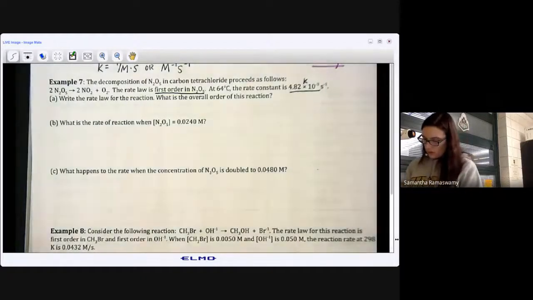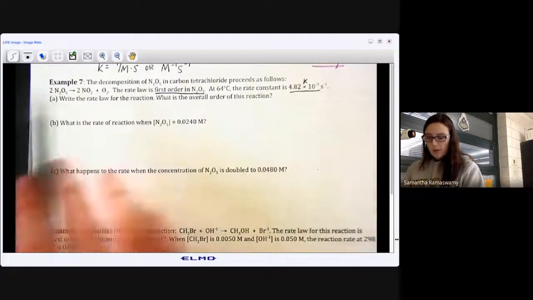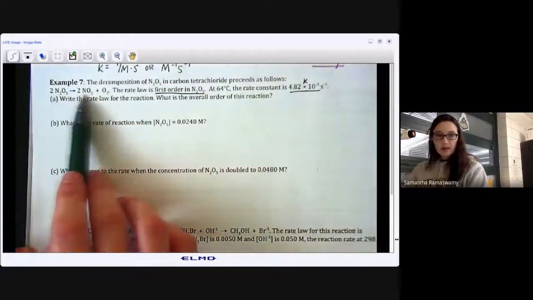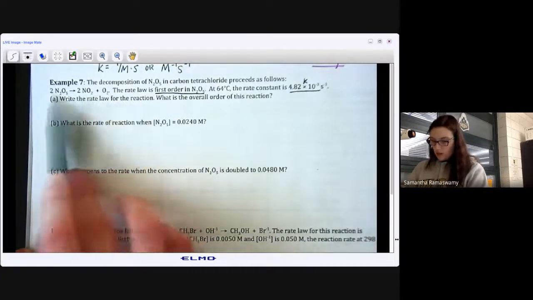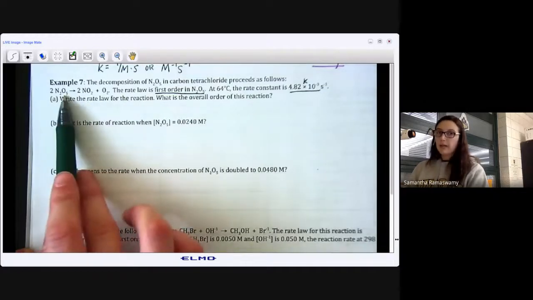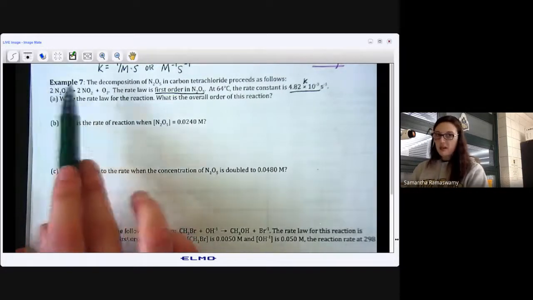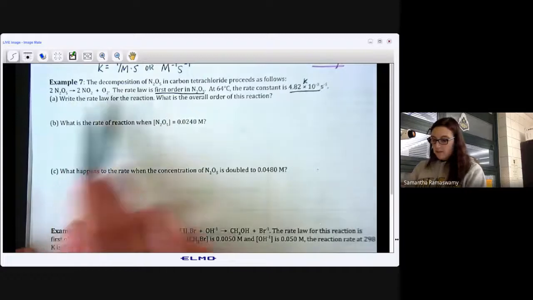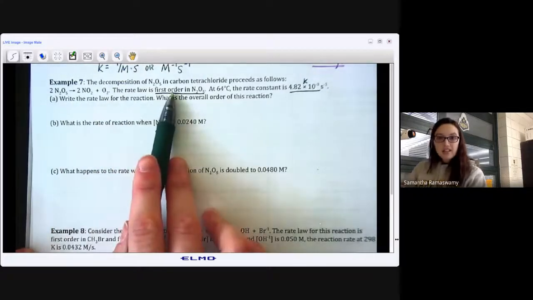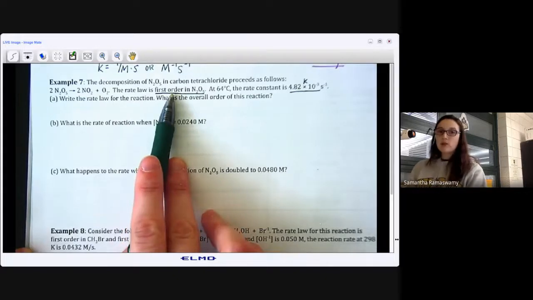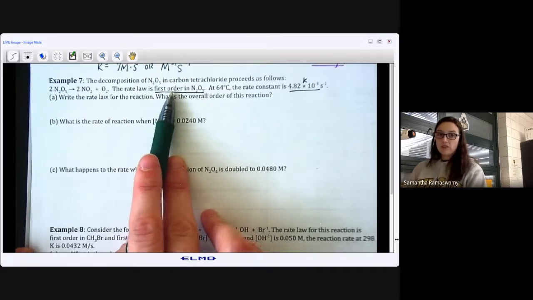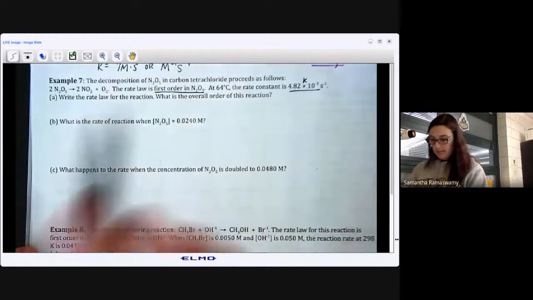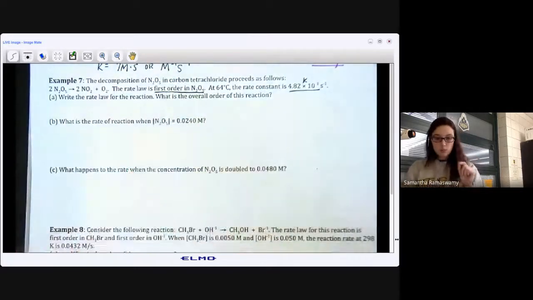I just want to pay attention really quick that they give us the balanced equation. This balanced equation is only telling us that N2O5 is a reactant. The coefficients right now do not matter. If they did not give us this order of N2O5, we would have to use experimental data to figure it out, like we will in example 9. But they told us what the order is.